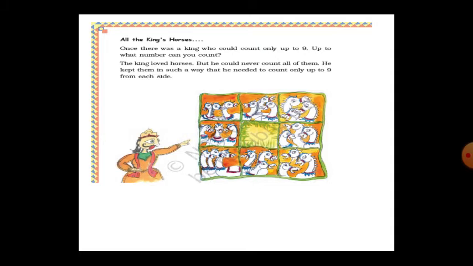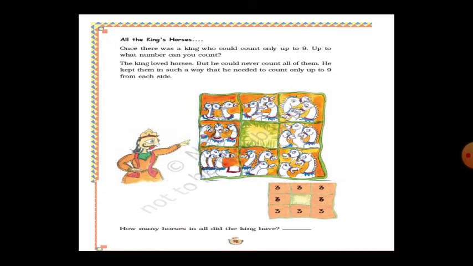See here, once a king, what he did is, he could only count up to 9. So what number can he count? He could only count up to 9. So many horses are there with him. The king loved many horses, but he could never count all of them. He kept them in such a way. See, like this, in one box, so many horses are given, you can see here.